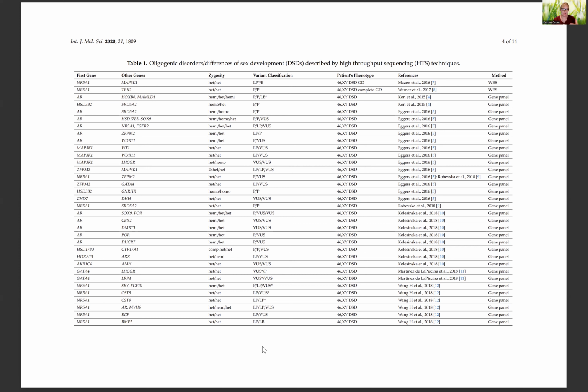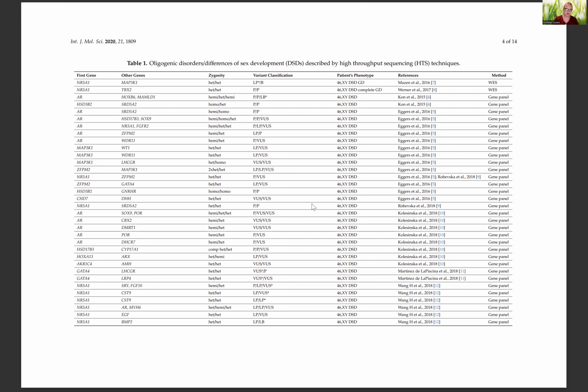Right here is a table. If you look over to the right, where it says references, they went through each one of these journal articles and they basically said, we're going to go back and take a look at each of the individuals and what gene sequences, which genes, not just the first gene that was affected, but what were the other complementary genes that were interrupted as a consequence of this.